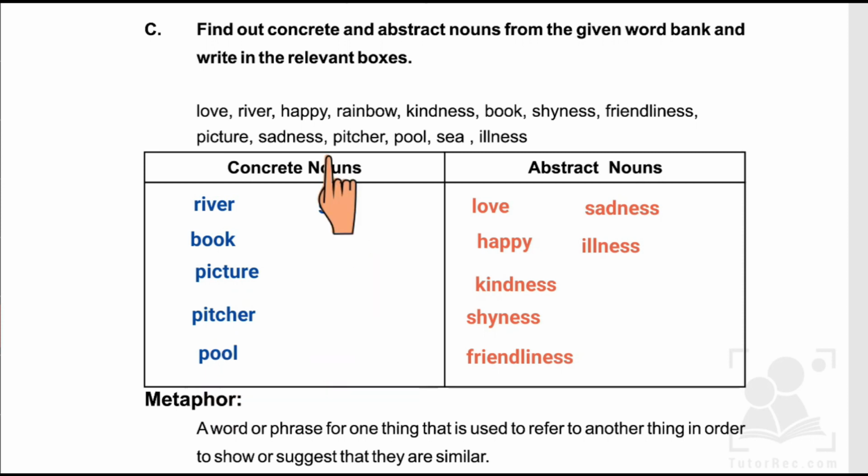So these are all the things that are concrete in front of you. You can give them the evidence, whereas the abstract nouns are all the qualities and uncountable things. Love, you cannot prove that there was love. You cannot prove that there was happiness, illness, sadness, kindness, shyness, friendliness. These are all the nouns that are abstract, that can only be felt or expressed to some extent but cannot be touched or seen.